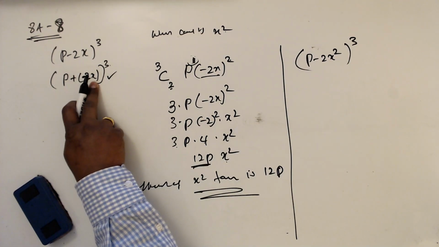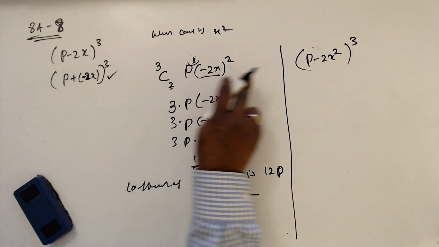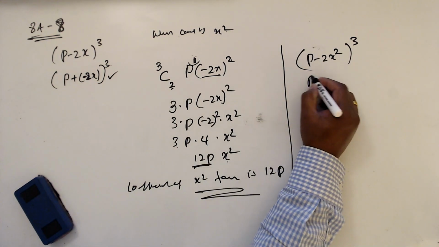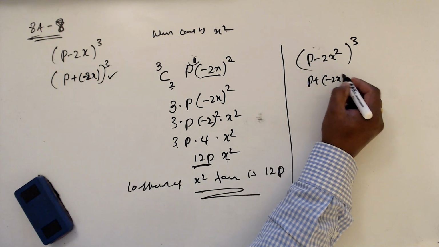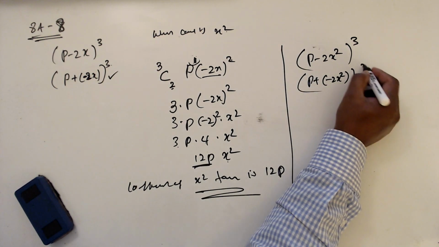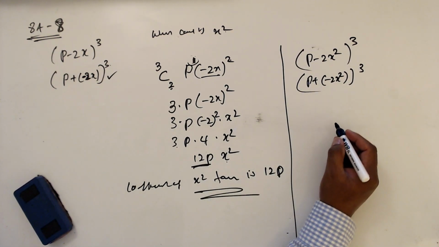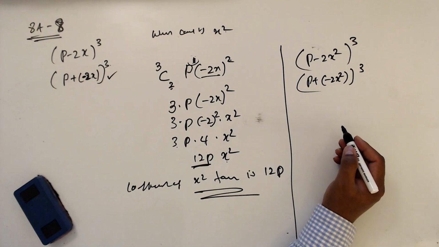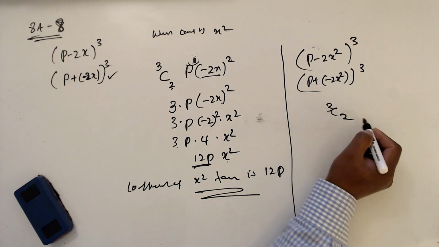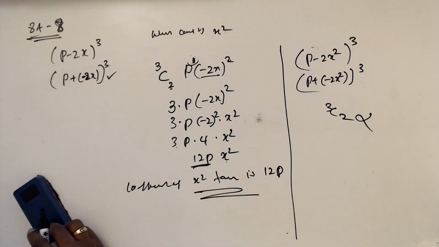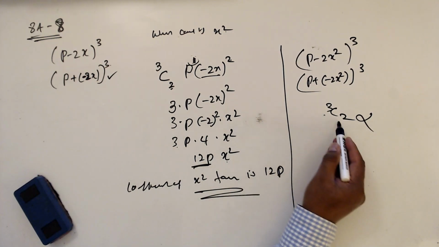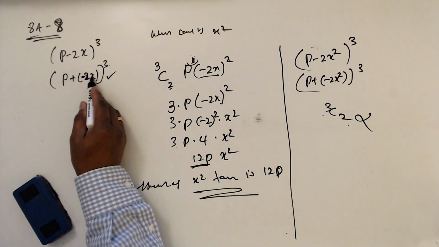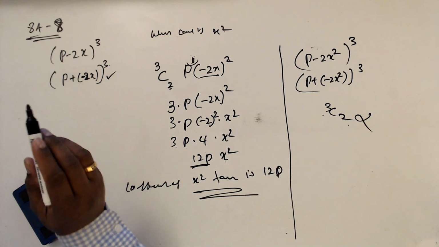Now it is x here. It will match with this one. But now, p plus minus 2x square to the power 3. Now you want to find the x square coefficient. Now if you take 3c2, that's wrong. You only have to take 3c2 if the power of x is 1.